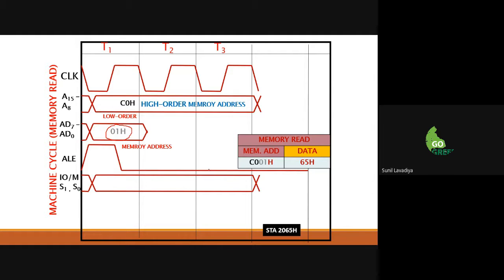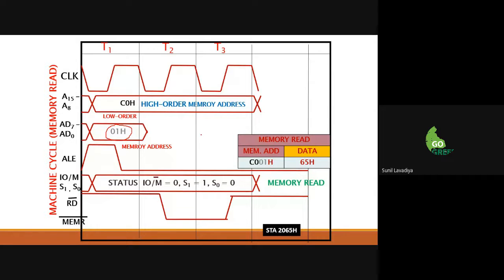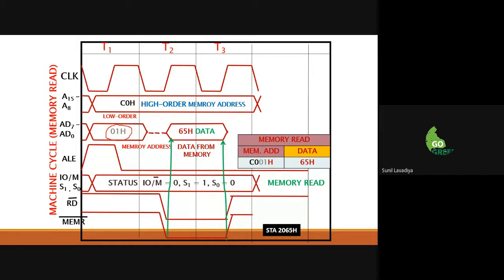Again it's the memory read part. So I have IO/M bar as 0, and S1 and S0 as 10. It's the memory read part. The read bar signal is available here because data is also available here. Data from the memory. What data is available? 65. The data available in the memory is 65, so 65 we have considered.